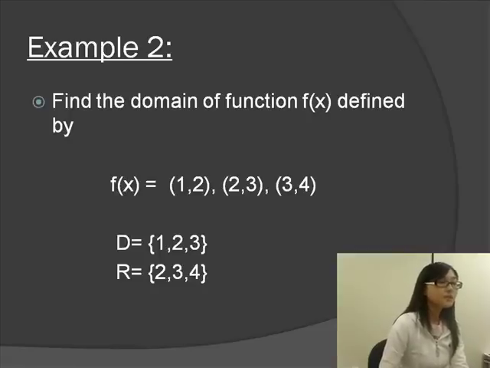Now let's look at example 2 from your learning resources. Find the domain of a function f of x defined by the points (1, 2), (2, 3), and (3, 4). So we're given 3 points on the graph and we're asked to find the domain. The 3 points actually make up the graph, so the graph is only 3 dots. It's very easy to find the domain because the domain would just be 1, 2, and 3. That would be the values of x in the 3 dots. And the range would just be the values of y of the 3 dots. That would be 2, 3, 4.